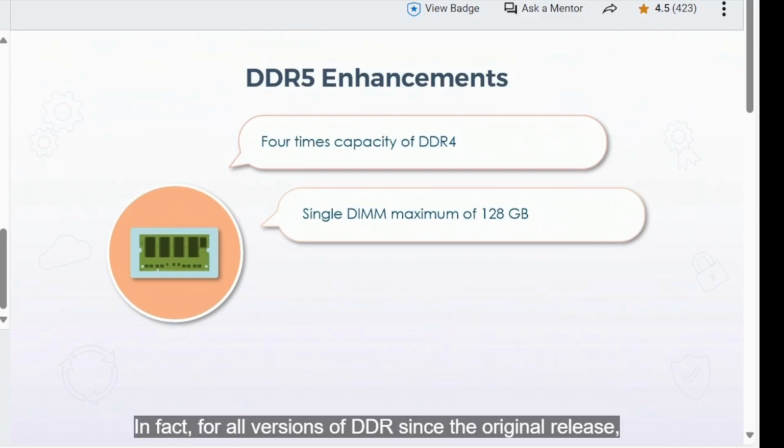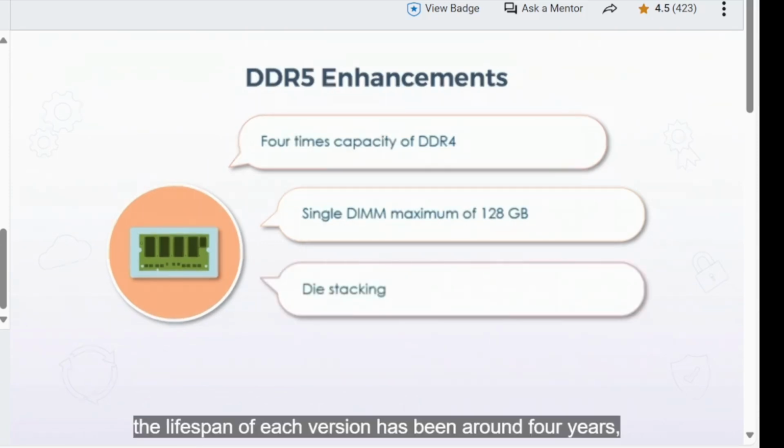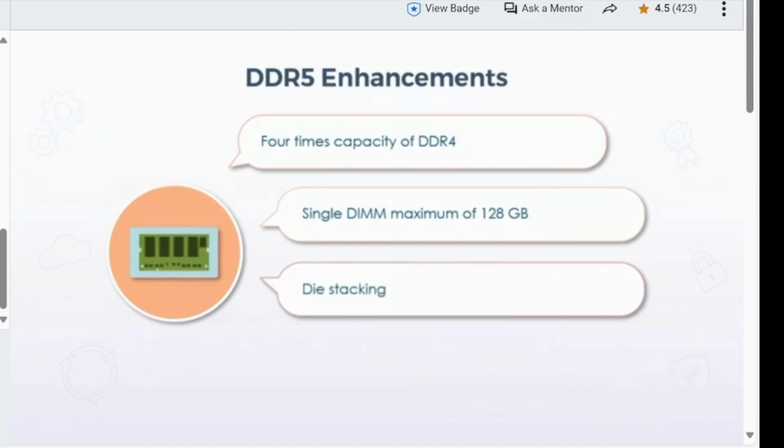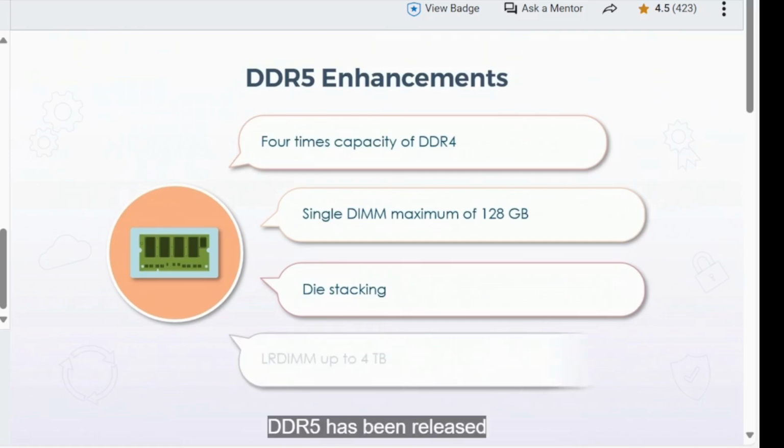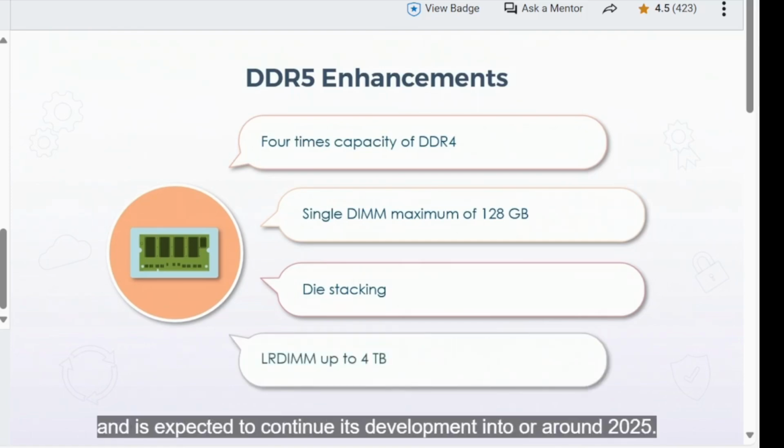But DDR5 is also being developed to support a new architecture known as die stacking. And the dies refer to the actual individual chips on the module itself. And this allows multiple dies to literally be stacked onto a single module in a configuration known as load-reduced DIMM, or LRDIMM, which should provide support for an incredible 4 terabytes capacity on a single module. But that has yet to actually be implemented.